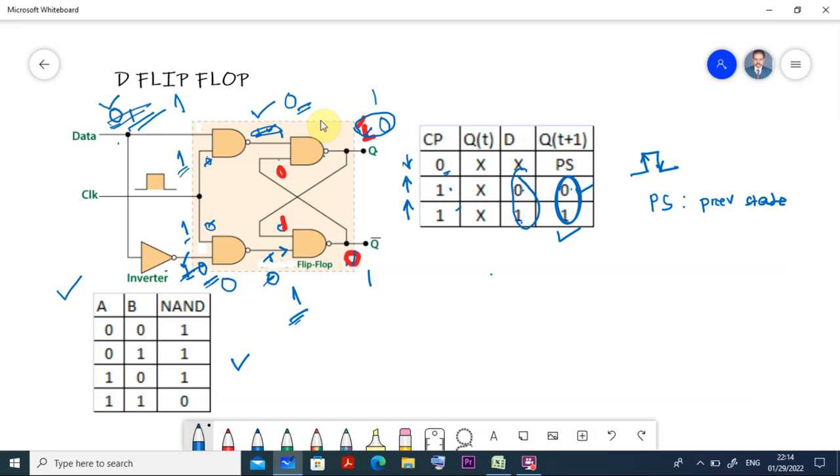So can I write the equation like this? Qt plus 1 is equal to D. Are you following me? Qt plus 1 is equal to D. So this becomes the characteristic equation for the D flip flop. I hope you have understood the basic concepts.